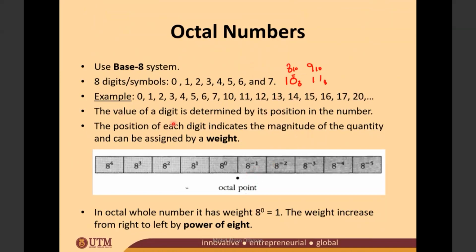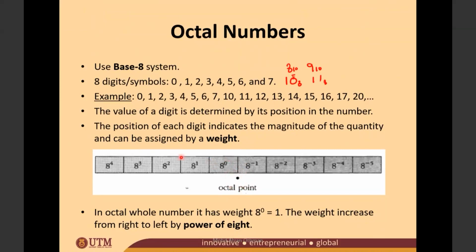So the value of the digit is determined by position in the number. Sama juga dengan binary, sama juga decimal. The value untuk setiap digit ni bergantung pada dia punya position dengan dia punya weightage. So the position of each digit indicate the magnitude of the quantity and can be assigned by a weight. Kamu boleh assign dia punya pemberat. So untuk asas 8 kita ada nombor bulat dan nombor perpuluhan. First one you need to do is you need to identify kat mana dia punya octal point, titik perpuluhannya.